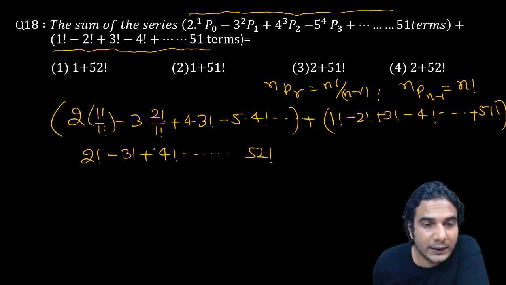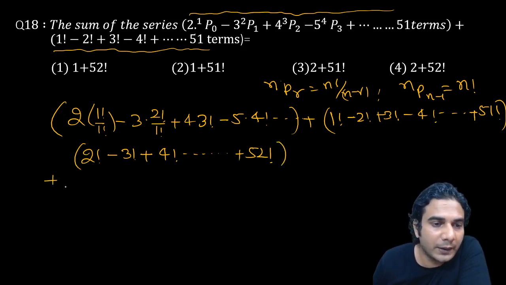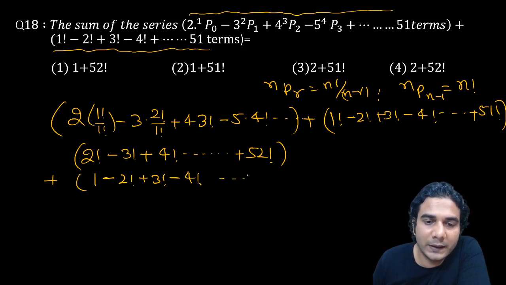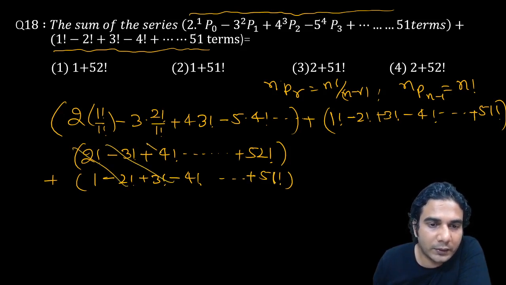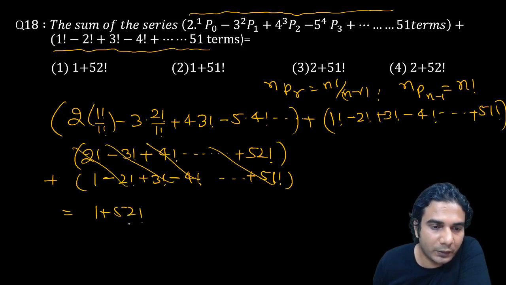And in this you can see even numbers are coming with positive sign. So 52 factorial will be positive. Plus the second series, let me write the series below this. So it is 1 minus 2 factorial plus 3 factorial minus 4 factorial, so you can see everything will get cancelled, right? 51 factorial, all the terms, 2 factorial, 3 factorial, 4 factorial, and this. So the only thing left is 1 plus 52 factorial.